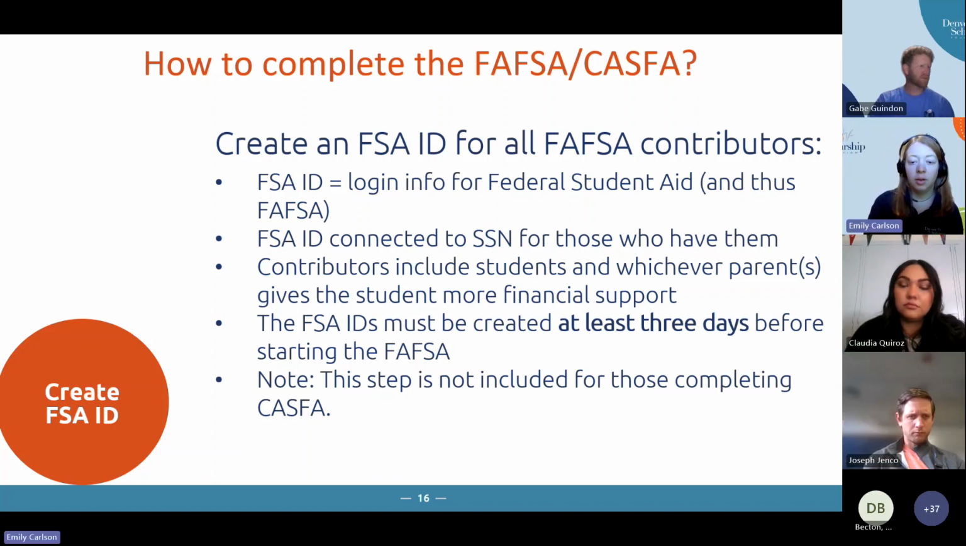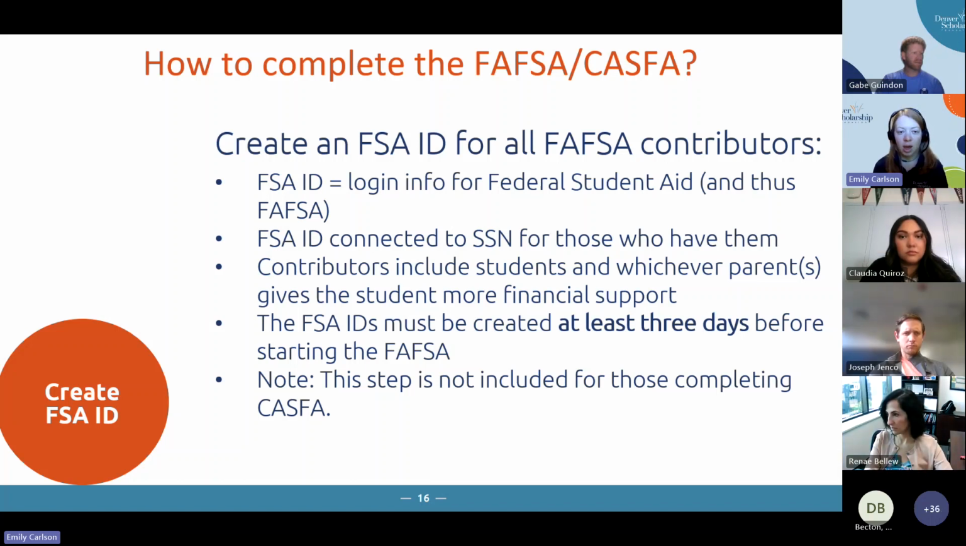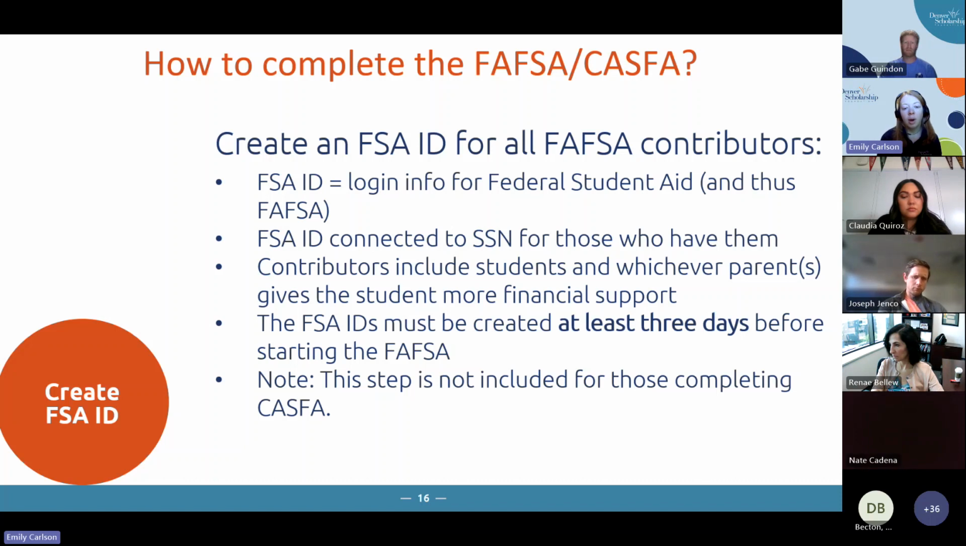So the contributors include the students and whichever parent or parents give the student more financial support. If a student has parents who are together, then they will need both of their parents. If they have parents who are separated or divorced or just live with one parent, they'll just need to use the information of the parent who contributes more financial support to the student. Also important this year is that the FSA IDs must be created at least 3 days before starting the FAFSA.